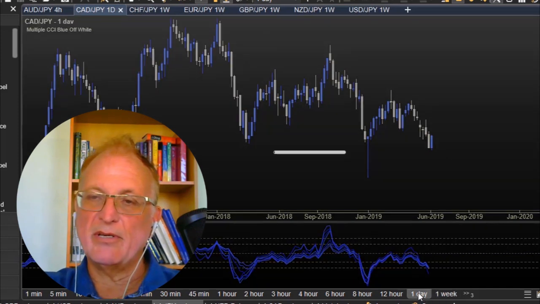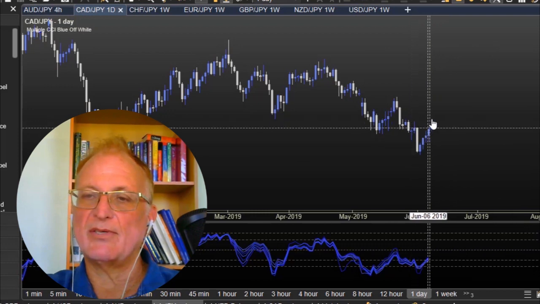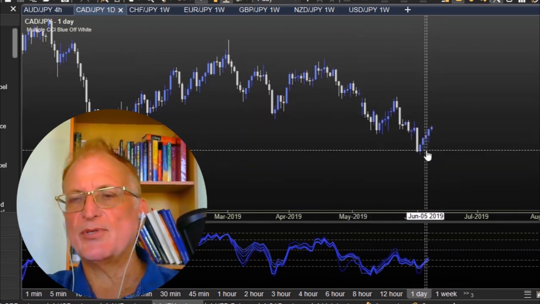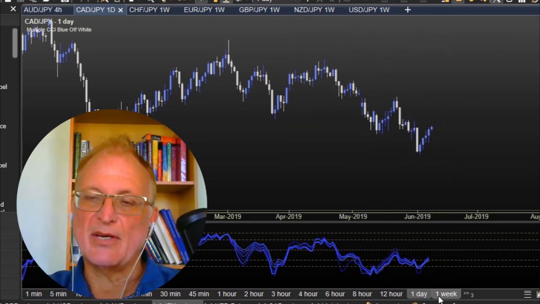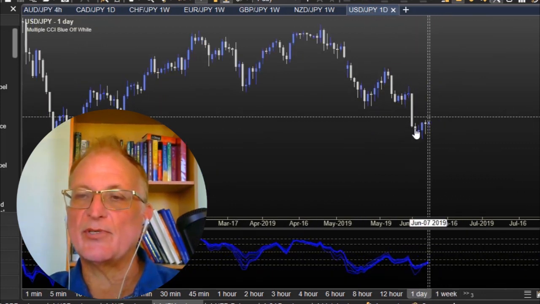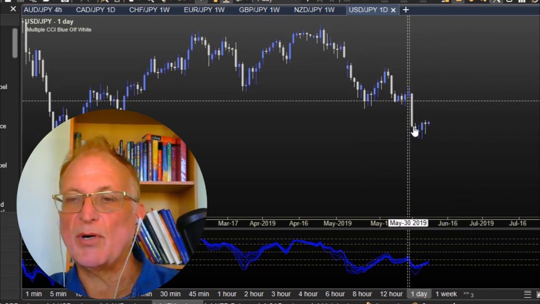Then from the weekly, going to the daily. I see that shape. So I'm assuming, even though there's no clarity to this pattern, that it's still going to go down. Going to go to the US dollar yen, to the daily. I'm assuming that the US dollar yen is also going to go down because this is a corrective move, impulsive corrective.